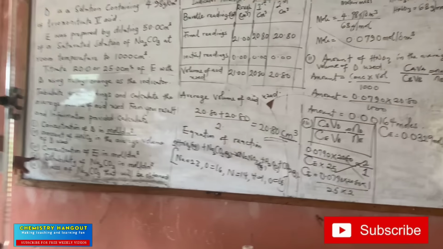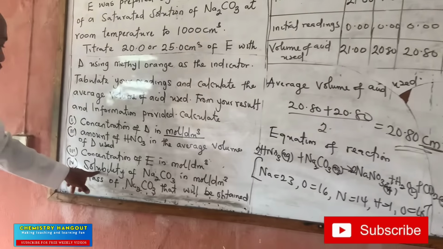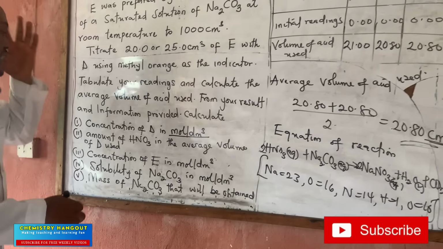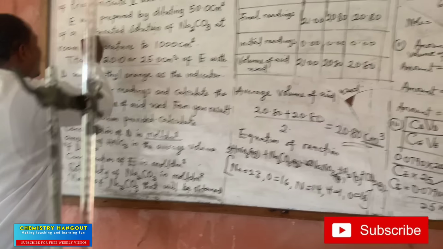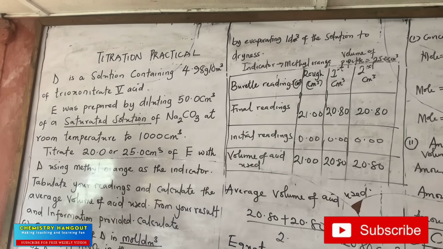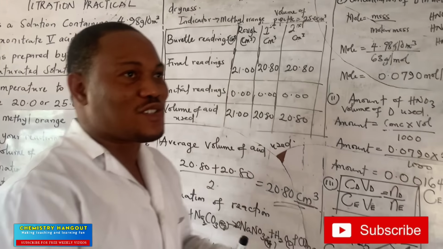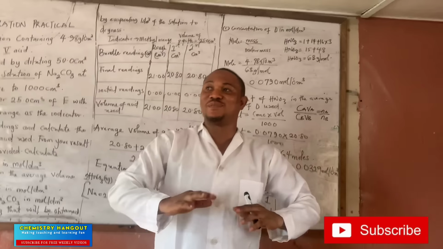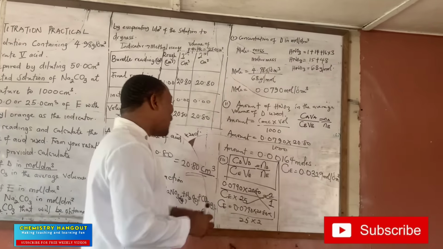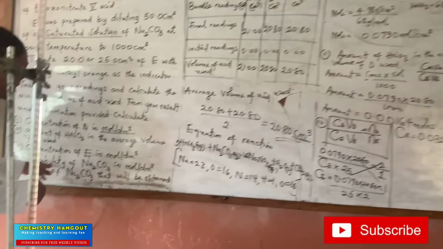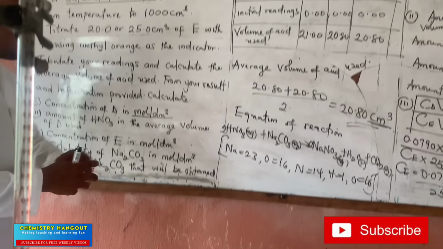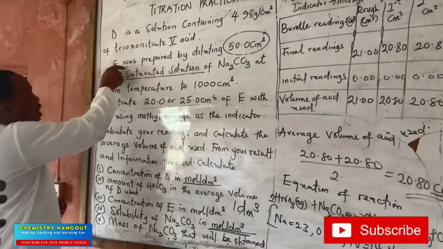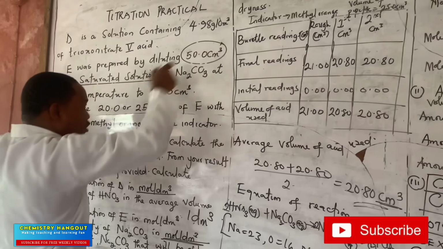Okay, then the fourth one: solubility of Na2CO3 in mole per dm cube. Now look at this, in mole per dm cube, because this is a saturated solution. Saturated solution means you have dissolved something, right? Of course, we know saturated, supersaturated and unsaturated solutions, those are chemistry terms. This is not a theoretical class, so don't let me do that. Now they want the solubility of Na2CO3 in mole per dm cube. Let's do it like this, very easy. E was prepared by diluting this.